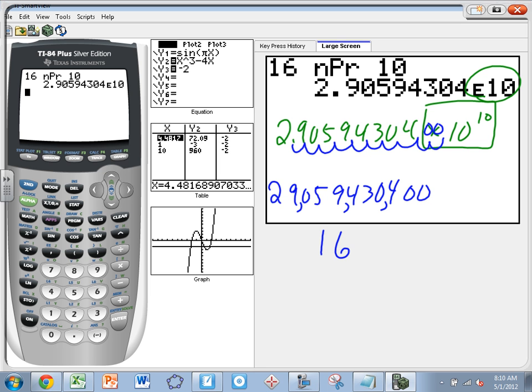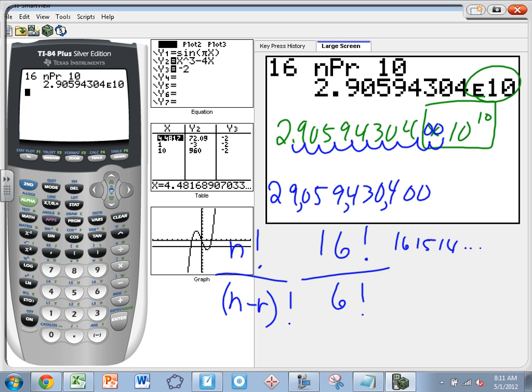You don't memorize this now. But you're really doing 16 factorial over 6 factorial. Because the formula, and again, you don't have to memorize this, but I'm just telling you, is n factorial over n minus r factorial. So this is really 16 all the way down to 1. This is really 6 all the way down to 1. So if I think about it this way, 16, 15, 14, all the way down to 1. This is 6, 5, 4, all the way down to 1.